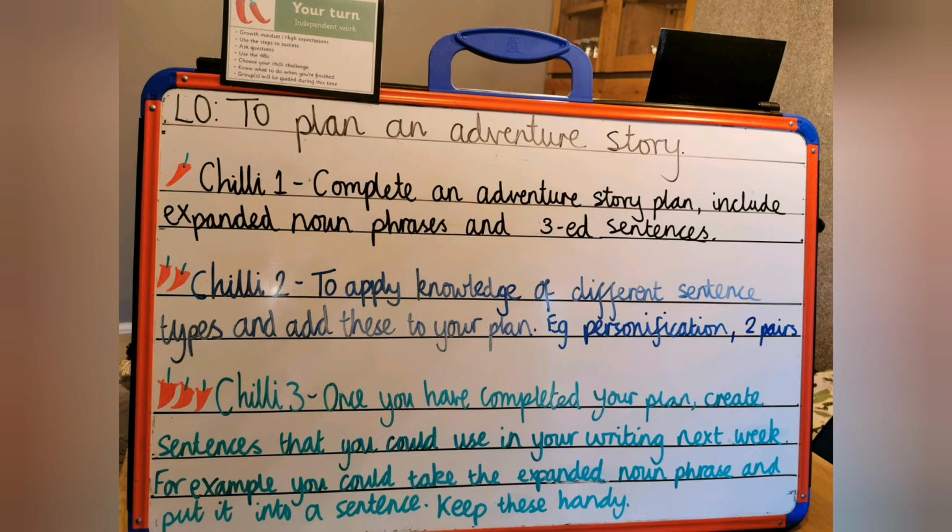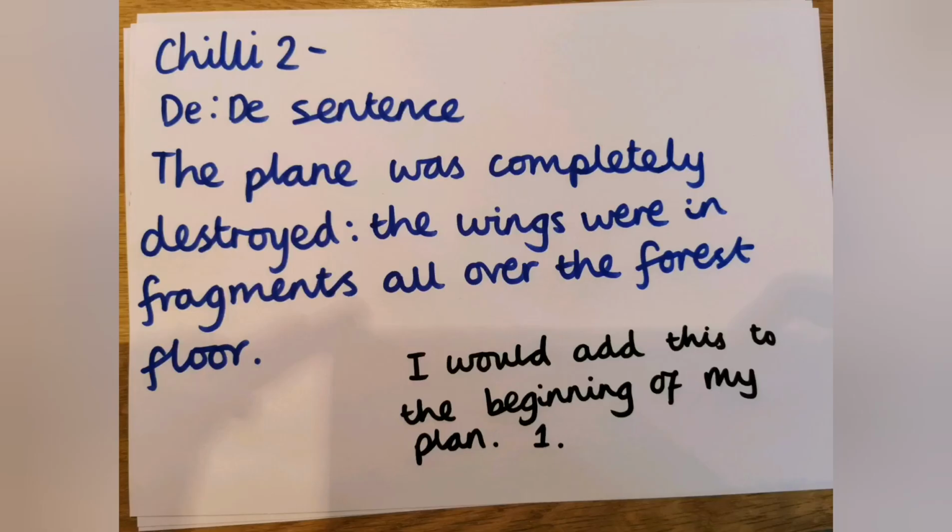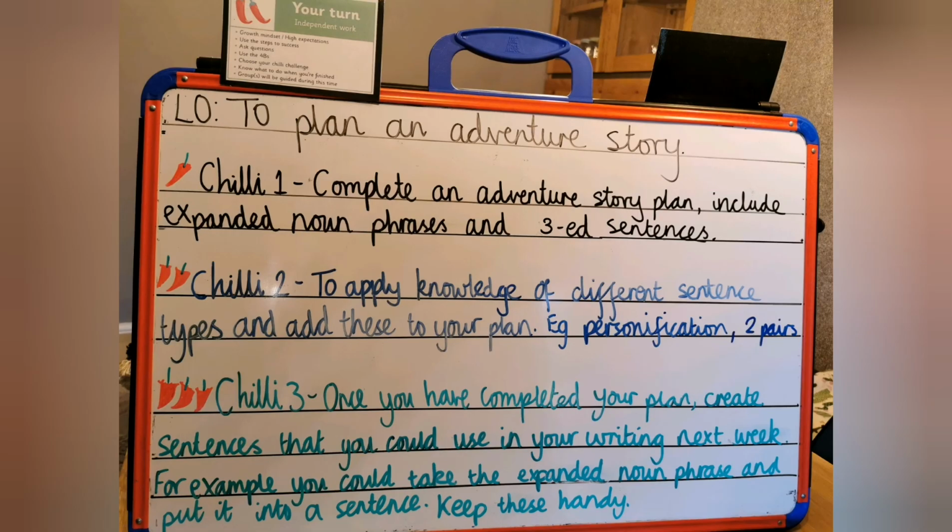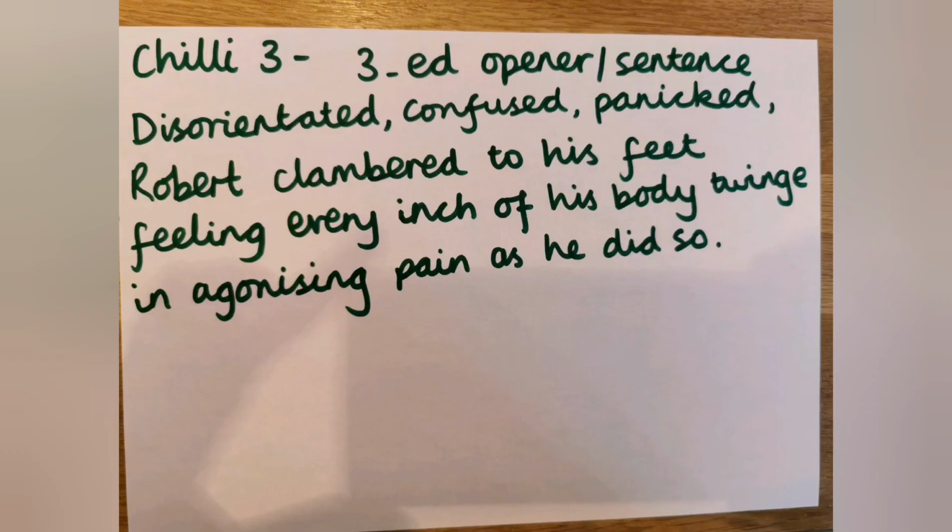Here is an example. If you're unsure on how to create a DD sentence or a 2 pair sentence, visit last week's lesson on our YouTube playlist. Finally, Chilli Challenge 3 is to create some sentences using your notes and descriptions that you could use in your writing next week. For example, you could write a sentence using the expanded noun phrase that you've written about the setting, or use a 3 ED openers about the character's feelings. Here is an example to give you an idea. You can write these sentences separately but keep them handy for next week.